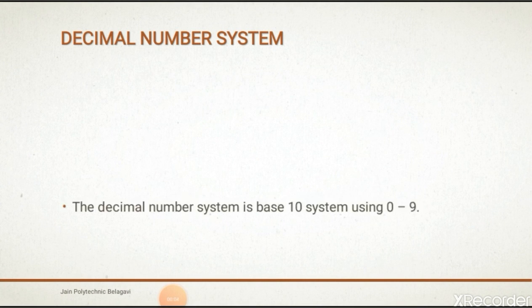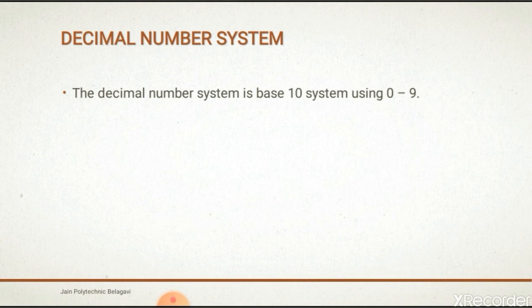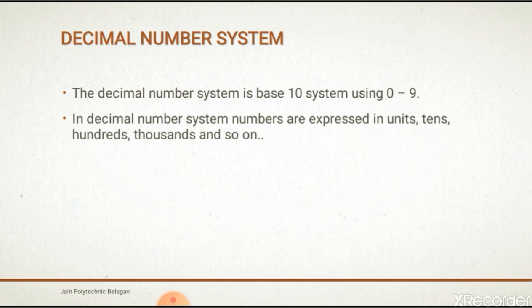Decimal number system. The decimal number system is a base 10 system using the numbers 0 to 9. In decimal number system, numbers are expressed in units, tens, hundreds, thousands and so on. For example, 67854. This is written as 60,000 plus 7,000 plus 800 plus 50 plus 4. Here the unit is 4, 50 is tens, 800 is hundreds, 7,000 is thousands and so on.